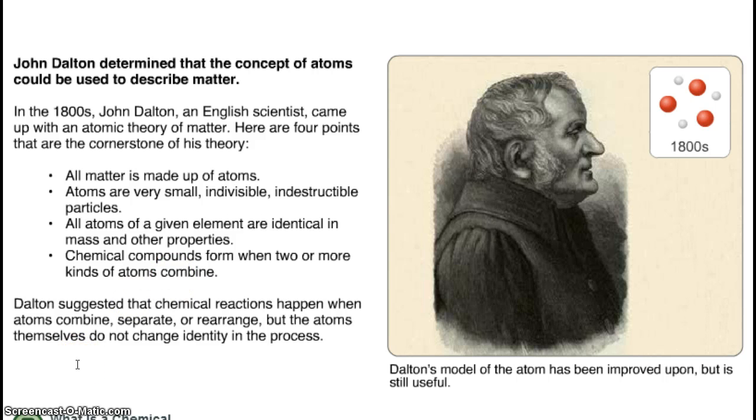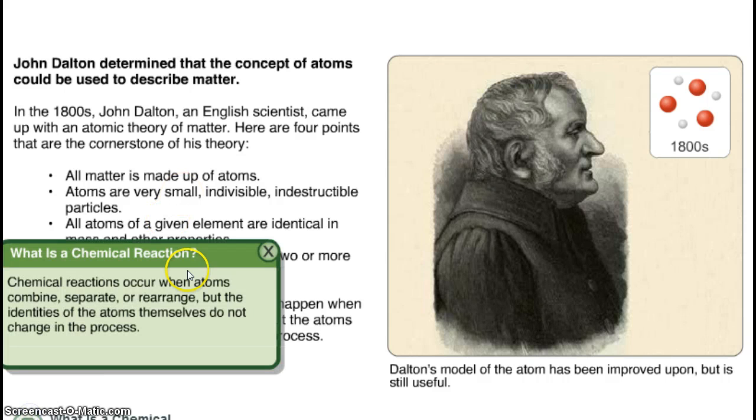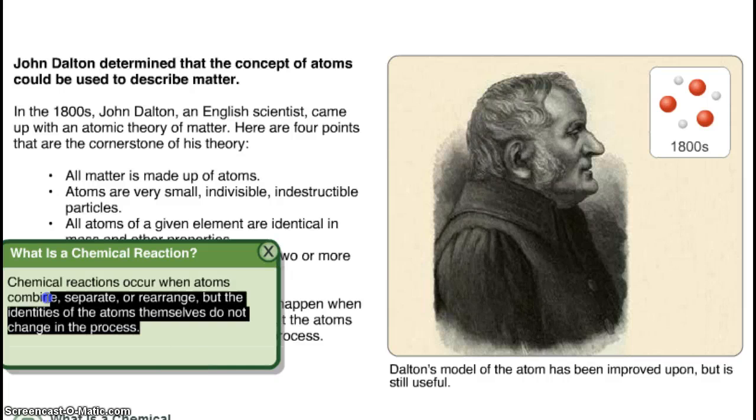Dalton suggested that chemical reactions happen when atoms combine, separate, or rearrange, but the atoms themselves do not change identity in the process, and that's true. We can rearrange carbon to make it the carbon in a tree, or we can have a chemical reaction and it becomes carbon dioxide or carbon monoxide, like in the smoke. What is a chemical reaction? Chemical reactions occur when atoms combine, separate, or rearrange, but the identities of the atoms themselves do not change in the process. And so that is important.